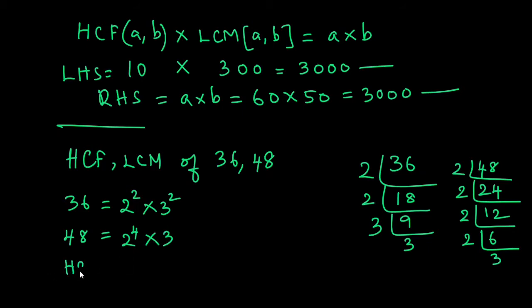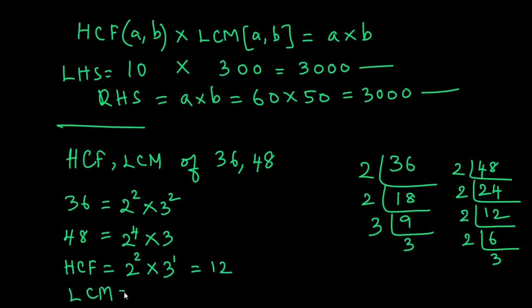So HCF is equal to the smallest powers of the common factors should be taken. 2 and 3 both are common factors here. The smallest power of 2 is 2 power 2 and the smallest power of 3 is 3 power 1. Now 2 power 2 into 3 is 4 into 3, it is 12.